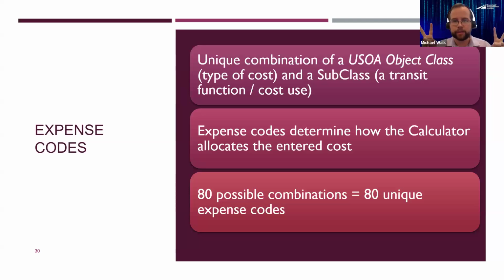So let's talk about this concept of expense codes. If you think about an expense code, this means that you have an expense and you need to assign it a code. A code is a unique combination of a particular object class, that's the type of the cost, and a subclass, that's really the transit function or how the cost was used. Again, expense codes determine how the calculator allocates the entered cost. All told, there are 80 possible combinations of object class and subclass, which means there are 80 unique expense codes in the calculator. Now that might sound like a lot and be daunting, but let's unpack it a little bit. They were always there, and hopefully we've given you more resources so you can better understand how to find the right one. Next slide.